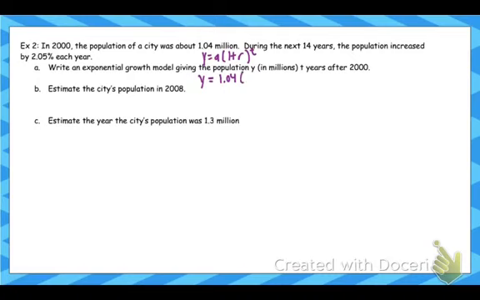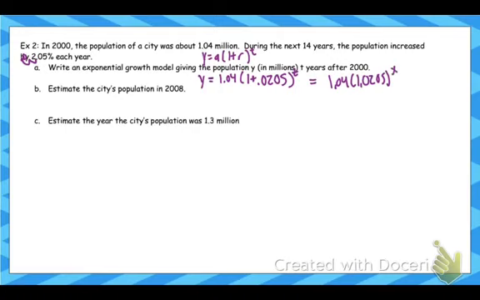This is showing growth, so it's going to be 1 plus the rate. And remember, we have to write the percentage as a rate. So I can't do 1 plus 2.05. 2.05% as a rate is 0.0205. So 1 plus 0.0205 to the t. Or you could write that as 1.0205 to the x, either way. So that's our model.